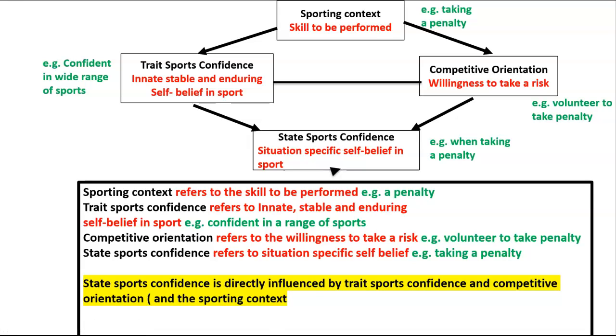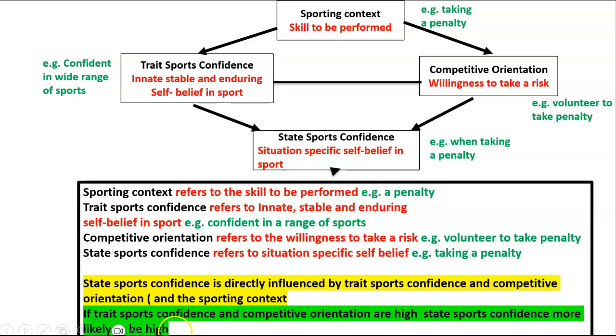So if I put that into an answer, this would be how I wrote that into continuous prose. If trait sports confidence and competitive orientation are high, state sports confidence is more likely to be high. So straight away, we've not only translated each of the terms on the model, we've then talked about the relationship between the top three and how it impacts the state sports confidence. And then we've given a positive best fit application: we've got high trait sports confidence, high competitive orientation, so it's more likely we'd have high state sports confidence.